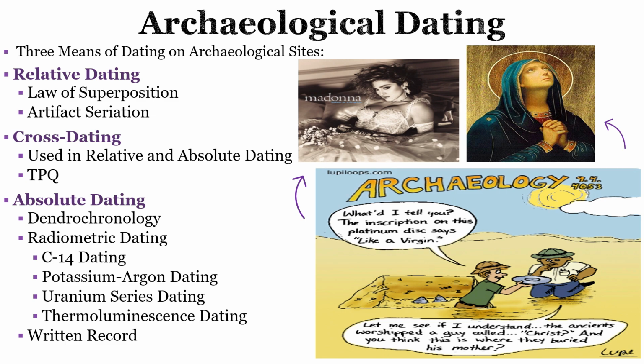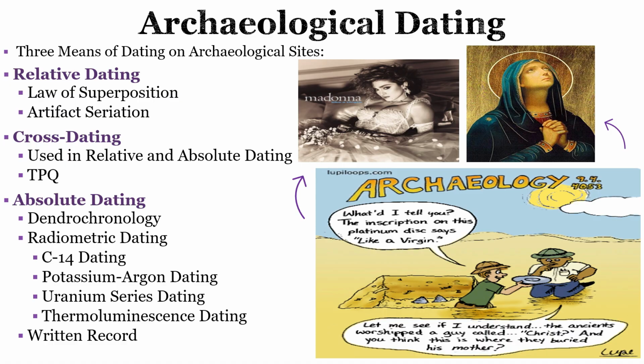This is where we can get a tight, specific date or date range using a variety of different techniques. This will allow us to determine that a site is from 40,000 years ago or that an artifact is 500 years old, things like that. Finally, we're going to discuss the concept of cross-dating, which is something that we can use in both relative and absolute dating, and the concept of a TPQ, which stands for terminus post quem. But don't worry, we'll get there.